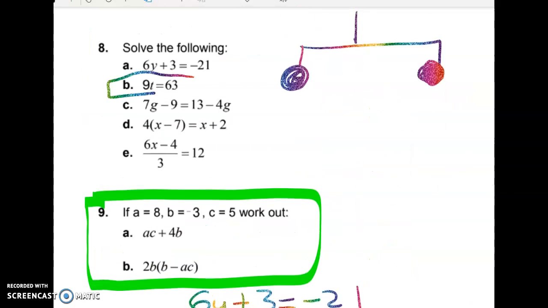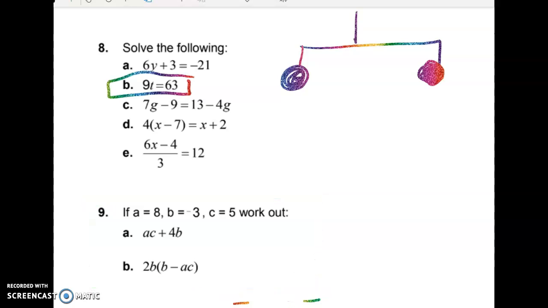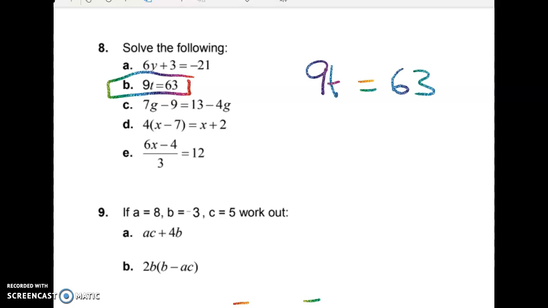Right, I want you to have a go at doing this one before you watch me working through it. This one I'm just going to do over here. So we've got 9t is equal to 63. So t has been multiplied by 9. I need to undo the multiplication by dividing both sides by 9. And I get t is equal to 63 divided by 9. So t is equal to 7.